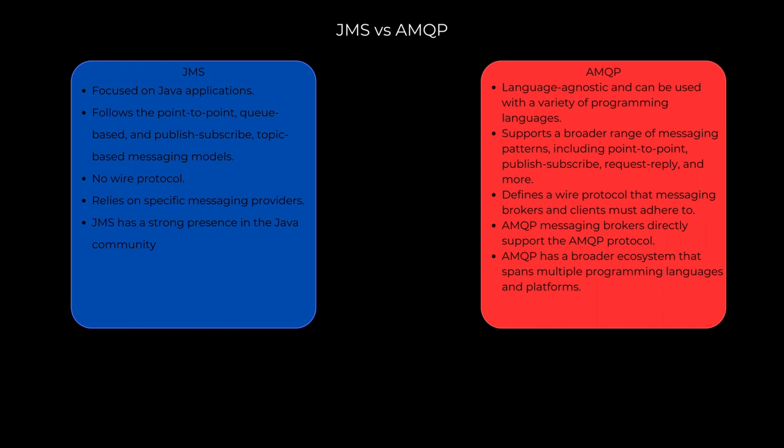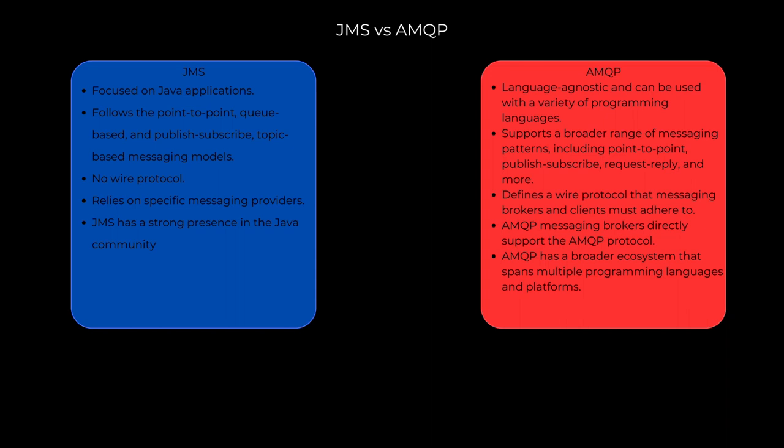Message model. JMS typically follows the point-to-point, queue-based, and publish-subscribe, topic-based messaging models. It allows for both one-to-one and one-to-many communication. AMQP supports a broader range of messaging patterns, including point-to-point, publish-subscribe, request-reply, and more. It provides greater flexibility in defining communication patterns. More on that later.